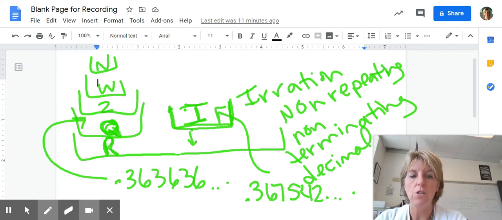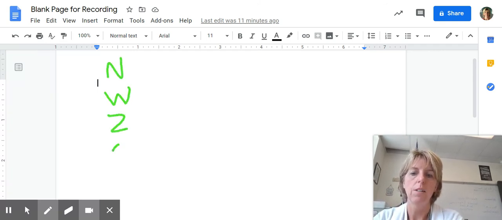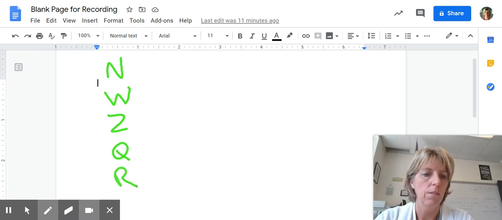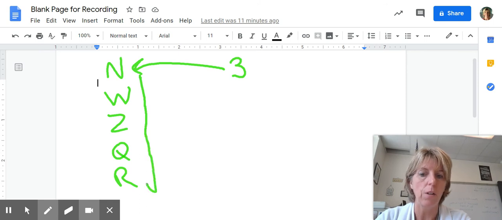Let's do a little practice just to show you how these work. So imagine your buckets, N, W, Z, Q, R. Those are your buckets that drop down. So if I have 3, where does 3 go? 3 would go into the natural bucket, right? It's a natural counting number. And if it's natural, then it's whole, it's an integer, it's rational, and it's real. It fits all of those. So if it goes in the little bucket, then it drops all the way down and it's all of those.